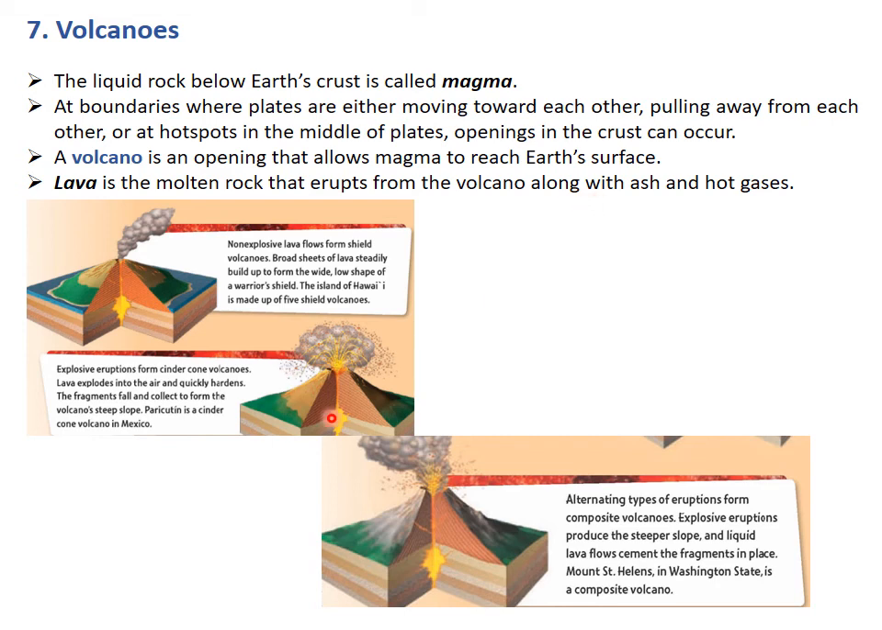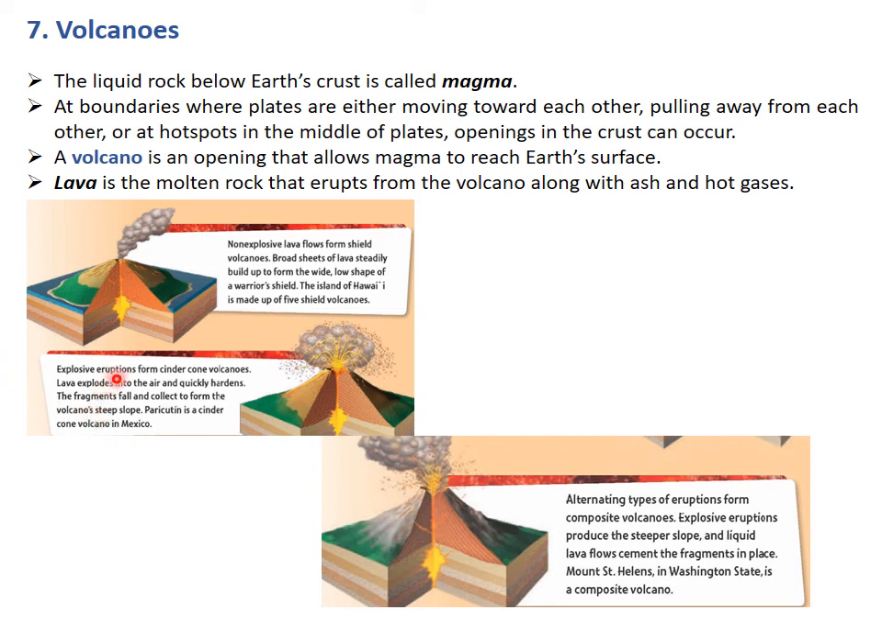Now, these pictures show that we have different types of volcanoes. Non-explosive lava flows form shield volcanoes. Broad sheets of lava steadily build up to form the wide, low shape of a warrior's shield.